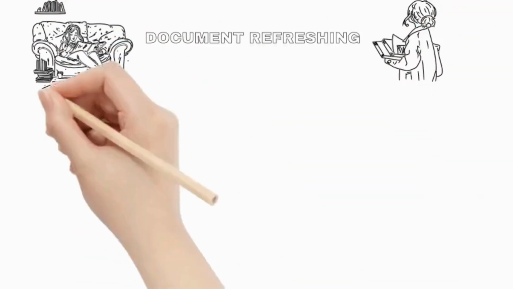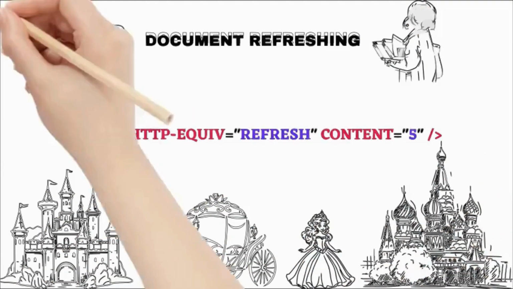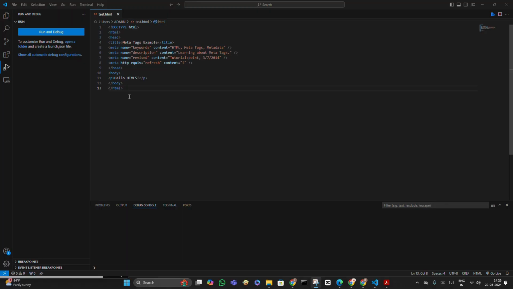A meta tag can also be used to specify a duration after which your web page will automatically refresh. For example, if you want your page to refresh every 5 seconds, this tag will do the job.